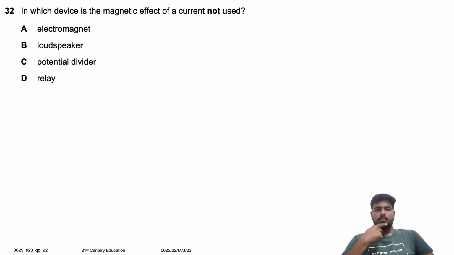In which device is the magnetic effect of a current not used? Electromagnetic loudspeakers. Potential divider, we do not use the magnetic effect because it depends only on the resistance. Relay, yes.